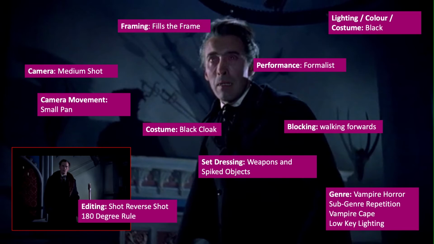In terms of lighting, he's wearing a black costume because he's the antagonist. He's dangerous, he's dark, he's evil. Very similar technique that was used for Darth Vader in the Star Wars films. In terms of genre, well, the cape, that is a representation of the vampire genre, same as the low-key lighting as well. You'd often expect to see that in vampire films.